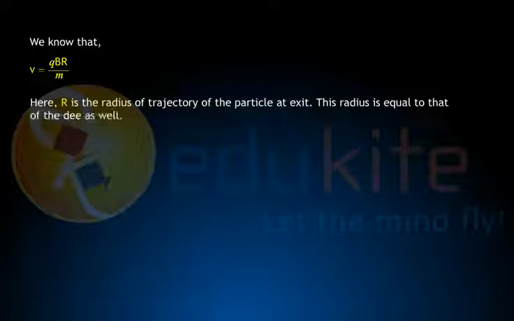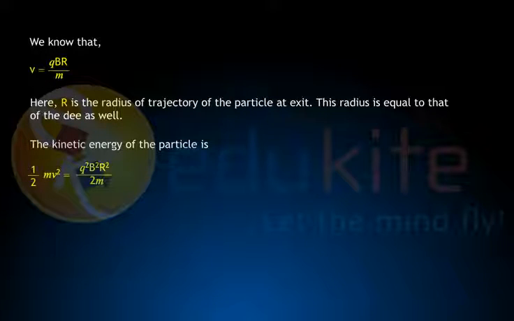We know that v equals qBR by m. Here, R is the radius of trajectory of the particle at exit. This radius is equal to that of the D as well. The kinetic energy of the particle is half mv square, which equals q square into B square into R square, divided by twice the mass.